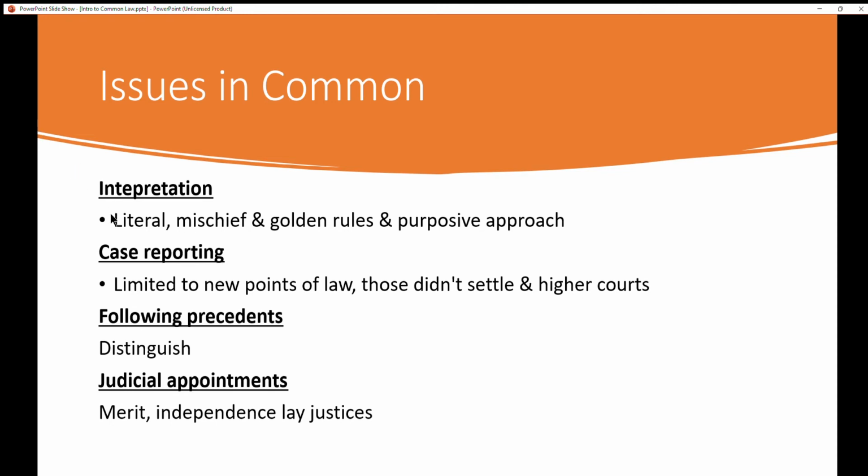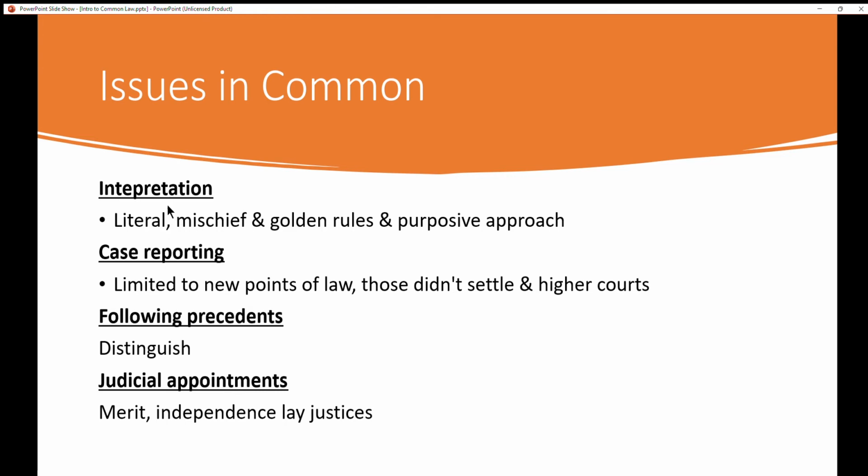But how do we interpret? So we have the literal meaning. We say you follow the dictionary lah. But sometimes the dictionary meaning says nothing, like please don't drive a motor vehicle in the park. What is a motor vehicle? Is a bicycle a motor vehicle? If I put a motor on the bicycle, is it a motor vehicle? You don't know. Then we have to look at the mischief rule.